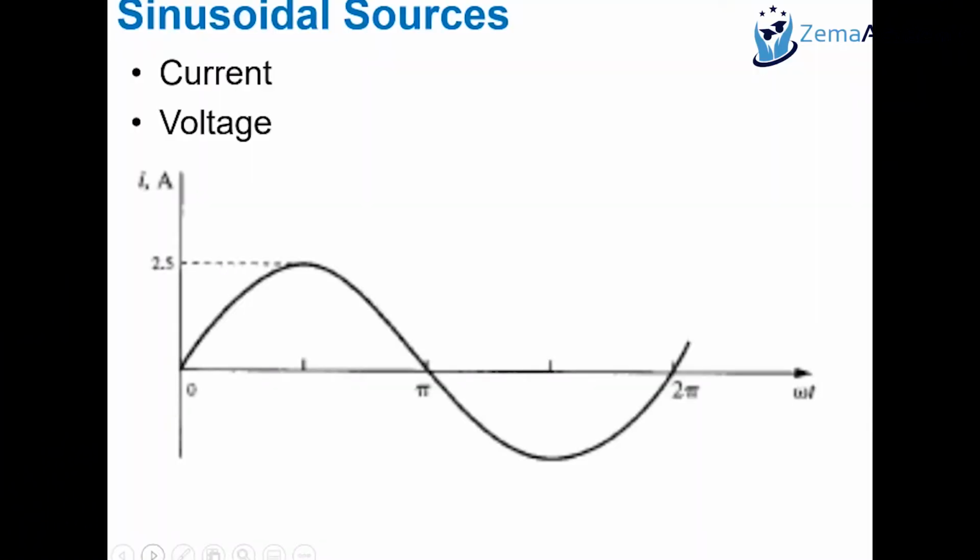Here is the familiar waveform of a sinusoidal source. So here's a current source. You can see the current is indicated there. That's the scale, time on the x-axis, current magnitude on the y-axis. And then you can see the peak current, which we often refer to as amplitude.